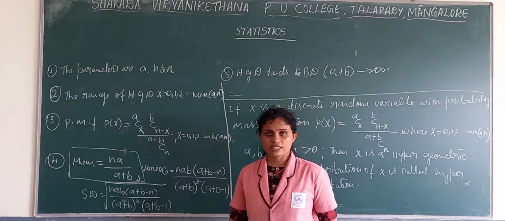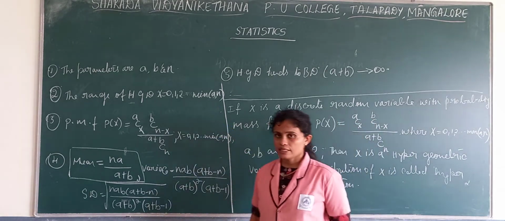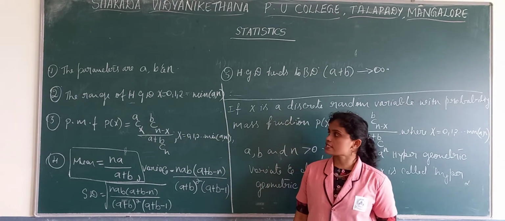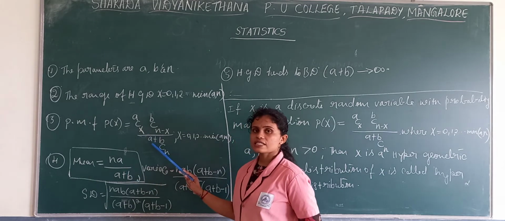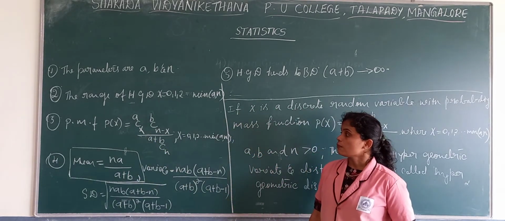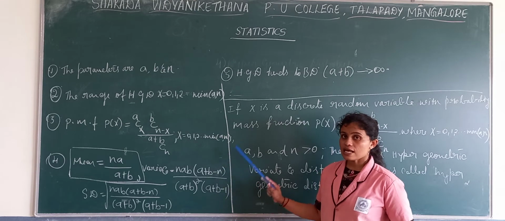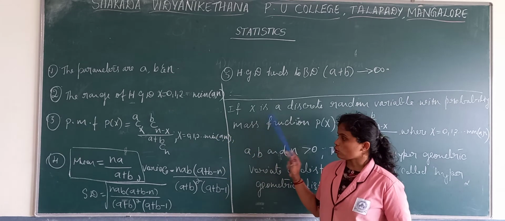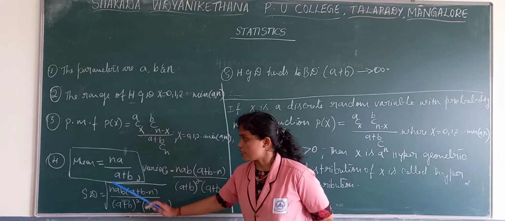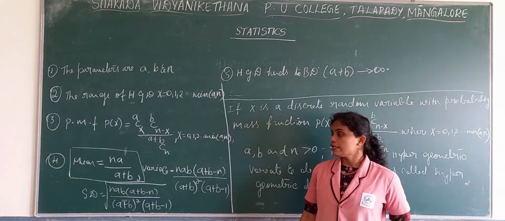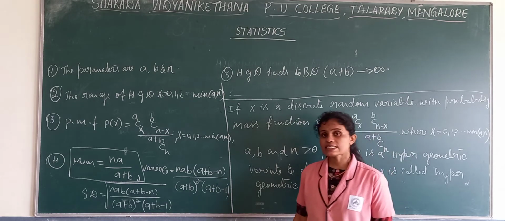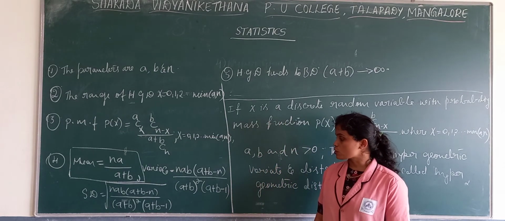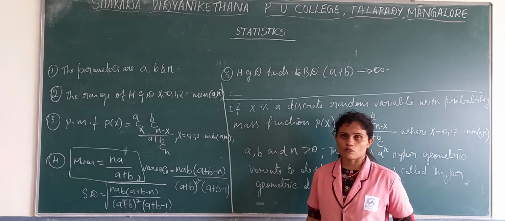Mainly here the parameters are A, B and N. Then the range is 0 to the minimum of A and N, whichever is smaller. And the probability mass function is ACx, BC n minus x by A plus B C N, where x is equal to 0, 1, 2, up to minimum of A, comma, N. And mainly these three formulas: mean is equal to NA by A plus B, variance NAB into A plus B minus N divided by A plus B whole square into A plus B minus 1.